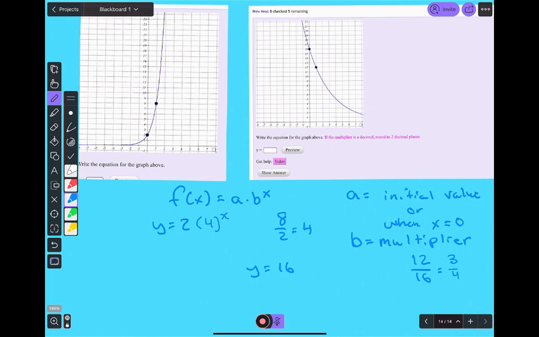So my equation for this one is going to be 16 times 3/4 to the x power. And that is how you do it from a graph. That's how you find an exponential function if you have a graph.